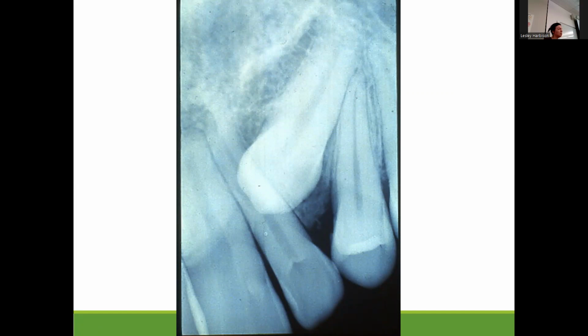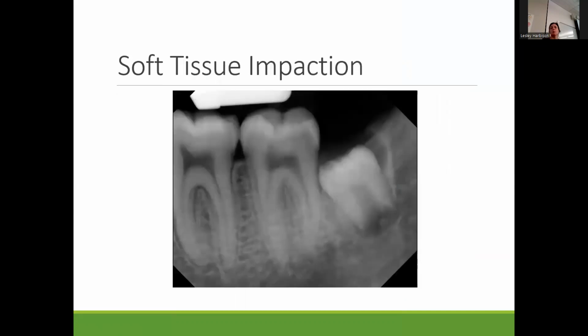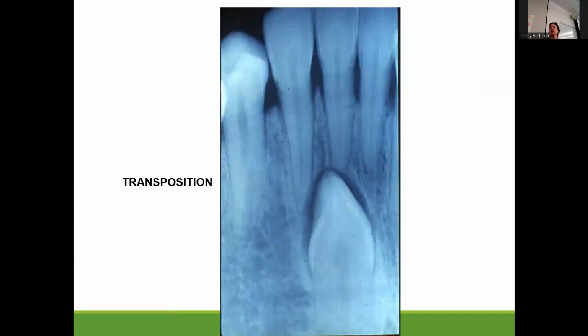Impacted canines is not that uncommon. I mean, within reason, that's something you might see. Impacted third molars, obviously, you get that a ton. So some images there. Soft tissue impaction, there's no more bone above it, but it's covered in soft tissue. Impacted canines. And then transposition. So here's a canine trying to come up through the central incisor area in the mandible.